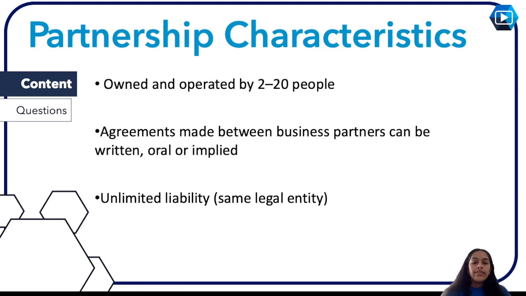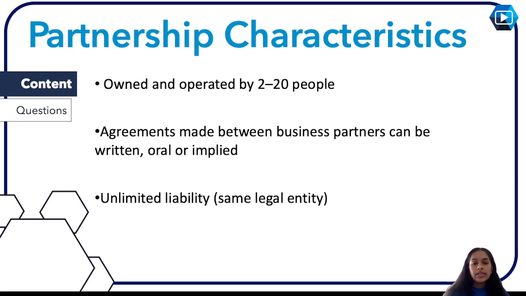Alrighty, and then we have our partnership characteristics. With a partnership, this is where it's owned and operated by 2 to 20 people, a bit more than a sole trader. So you would say just more than one, but no more than 20. So between 2 to 20.